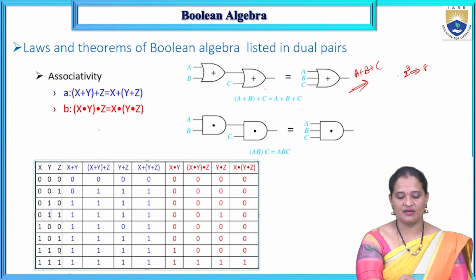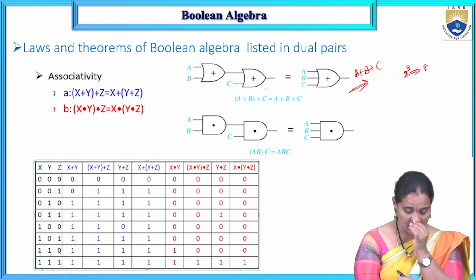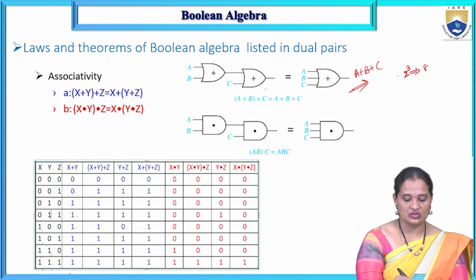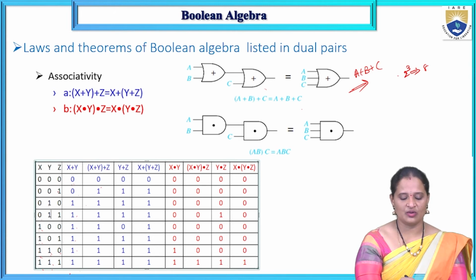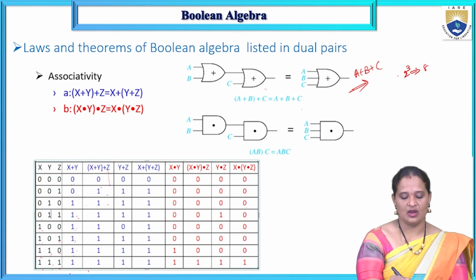First we are trying to implement the left hand side equation, that is x plus y. I am adding these two: 0 plus 0 is 0, 0 plus 1 is 1, and 1 plus 1 is also 1, because this is the logical OR operation. So this is x plus y. Now I am adding x plus y and z, and this is x plus y plus z.